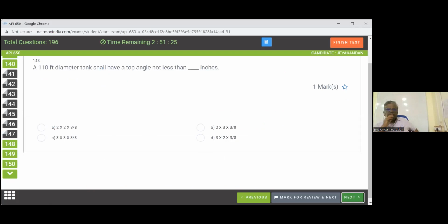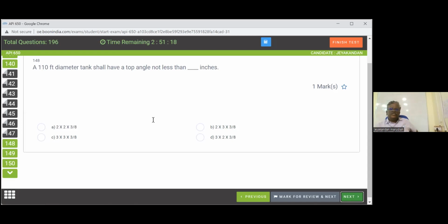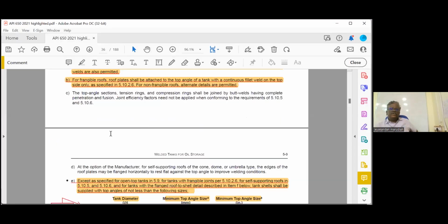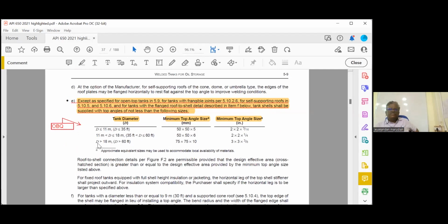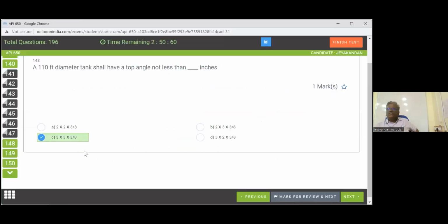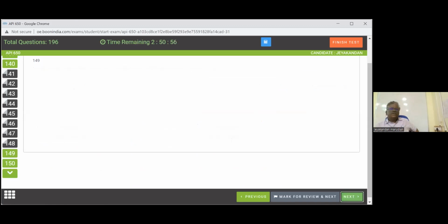A 110 feet diameter tank shall have a top angle not less than what? So what is the top angle size for a 110 feet diameter? It is given on the next page. For 110 feet diameter, it is 3 by 3 by 3/8. Is it okay? Okay. Next.